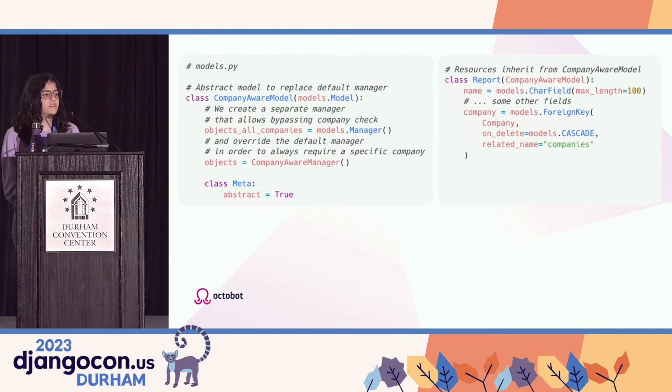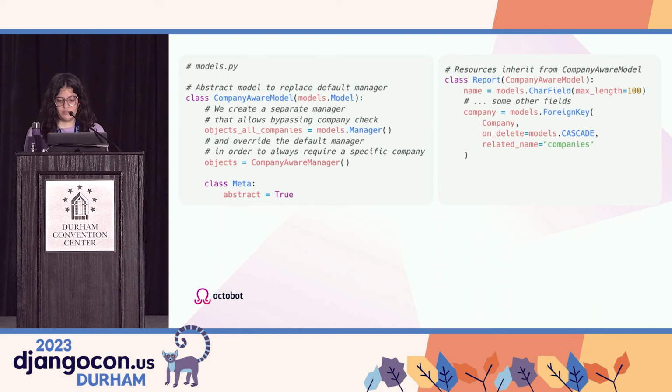The way that we used this manager was first we created an abstract model to replace the default manager. Basically, we overrode the objects manager to be our company-aware manager. And we also created a different manager that we called objects all companies that will be your regular Django default manager. This is an abstract model, so we set abstract true in the meta class. And then we inherit from this model in our resource models. So here in our report model, we are inheriting from the company-aware model. The company-aware model is not technically necessary. You could just have your managers directly in the report model. But if you have multiple resources, you don't want to redefine that code every time, so it's good to have the abstract model.